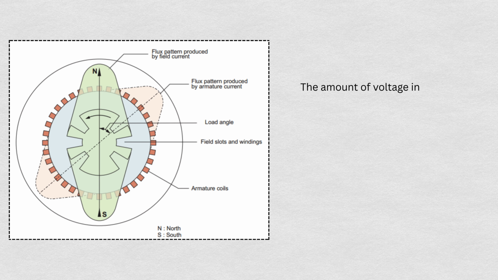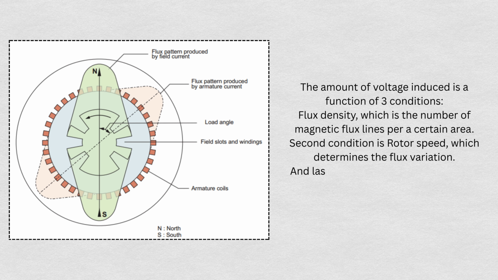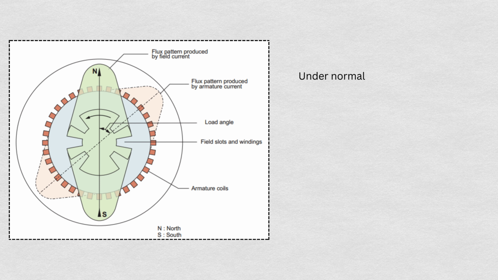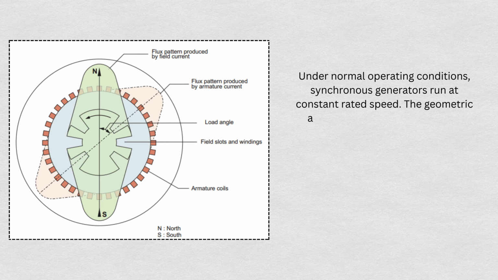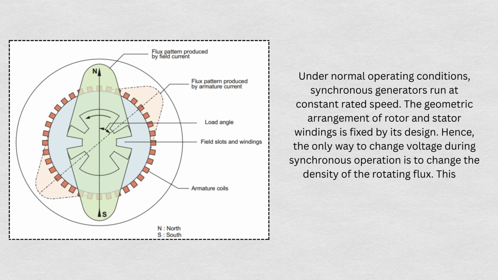The amount of voltage induced is a function of three conditions. The first is flux density, which is the number of magnetic flux lines per a certain area. The second condition is rotor speed, which determines the flux variation. And the last condition is conductor length, which means the length of the machine and the number of coils in series with each other. Under normal operating conditions, synchronous generators run at constant rated speed. The geometric arrangement of rotor and stator windings is fixed by its design. Hence, the only way to change voltage during synchronous operation is to change the density of the rotating flux. This is accomplished by changing the generator's field current.